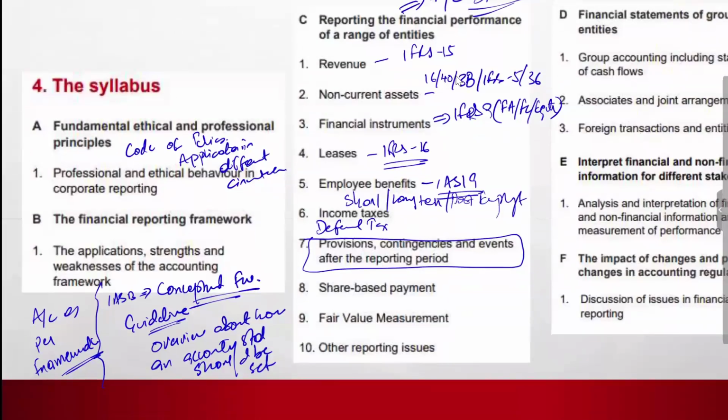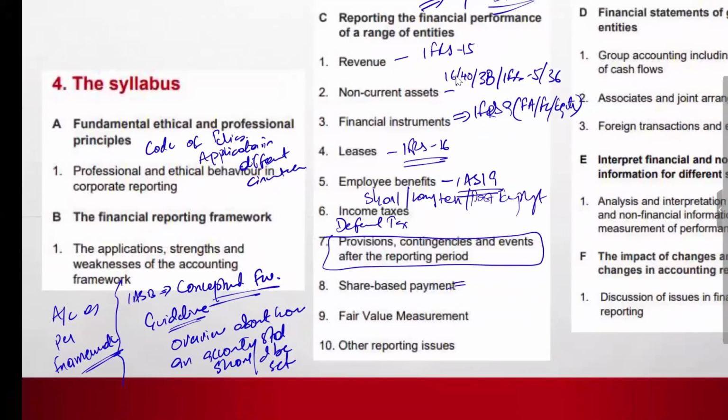Then we have got the other accounting standards, which includes the share-based payments, the fair value measurements, and the other reporting issues. So share-based payments is basically IFRS 2. Under this accounting standard, we would be talking about what happens if a company makes payments using its own shares as a consideration, or makes payments based on its own shares, and how such types of transactions are going to be accounted for.